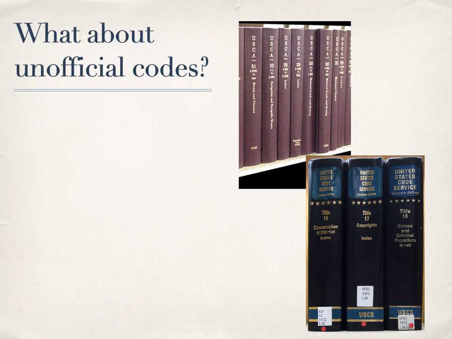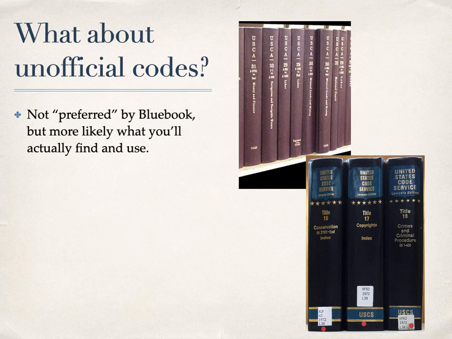A few moments ago, I referred to our unofficial codes. Let's return to that for a moment. The unofficial codes are published by other companies. While not official, they are generally very reliable sources. But because they're not official, they are not preferred by the Bluebook. Nevertheless, you can still cite to them when you need to. Unofficial codes are generally annotated, which means that they contain additional research resources and tools that you might find very helpful when trying to research a particular statutory issue.